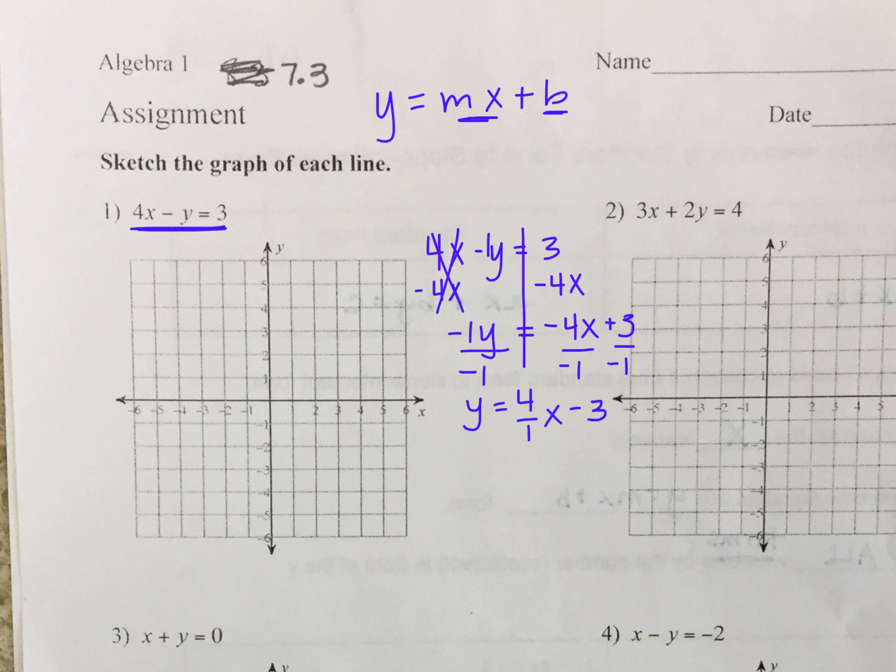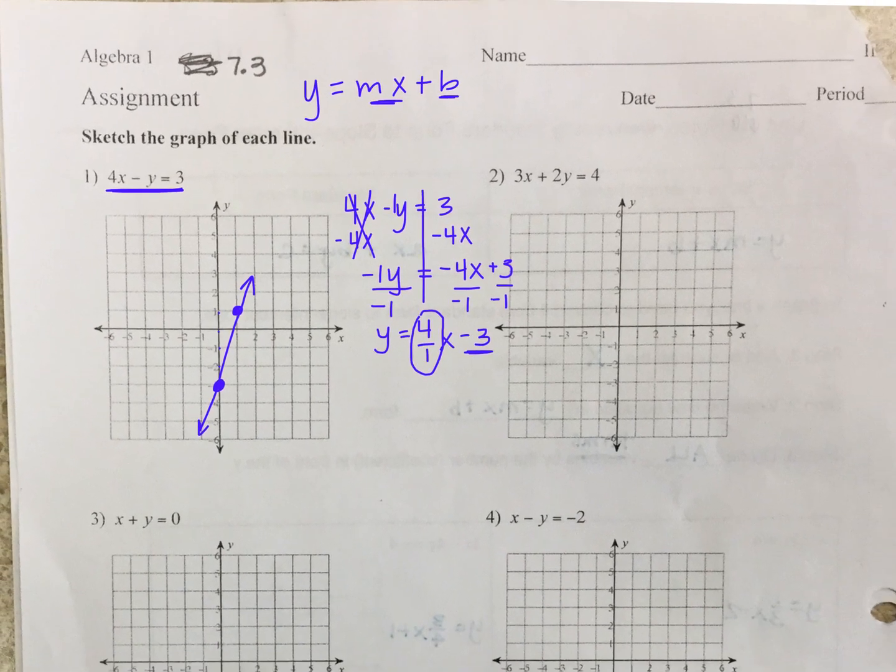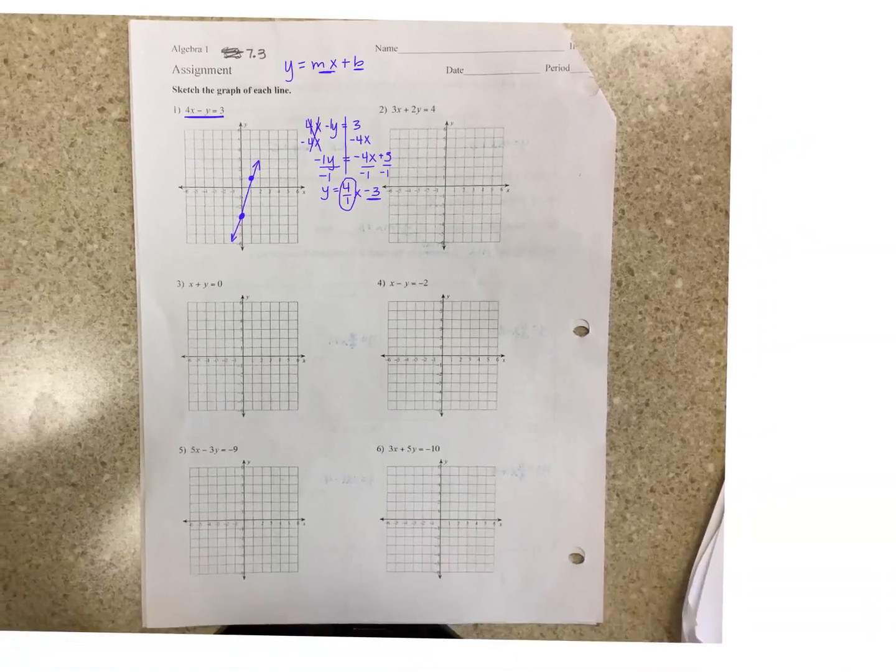I like my slope right here to be a fraction because then I have to rise and run. So when we graph it, we start with the b, and I put a dot on -3. From there, I'm going to rise 4 and run 1. Draw my line. You need to do that for the rest of the questions on this page.